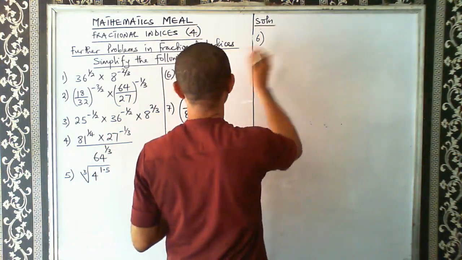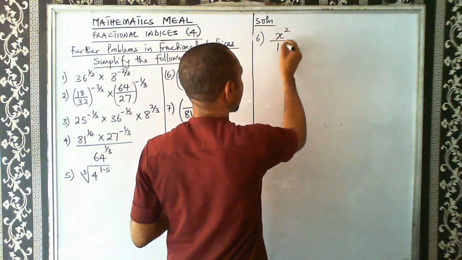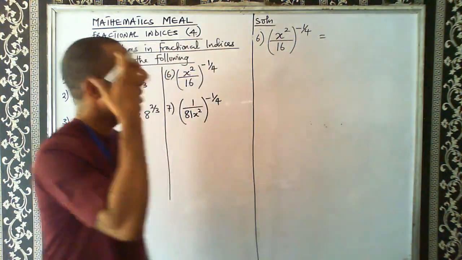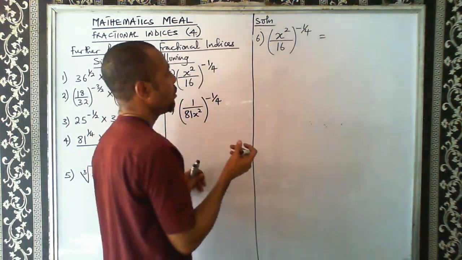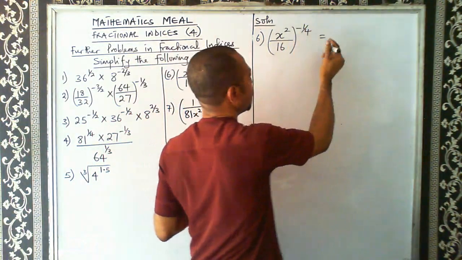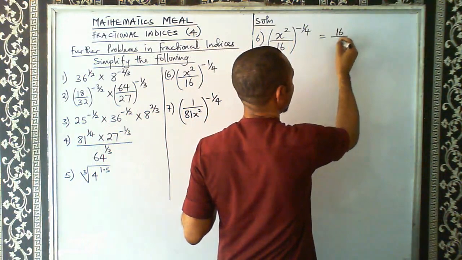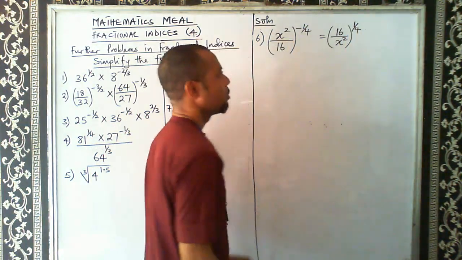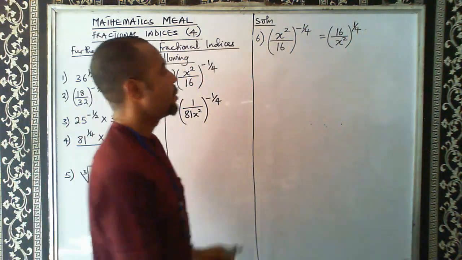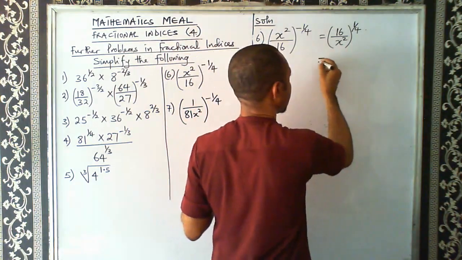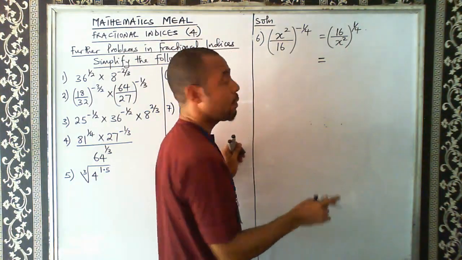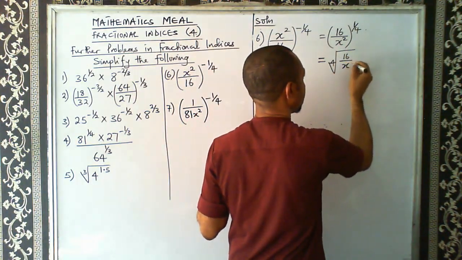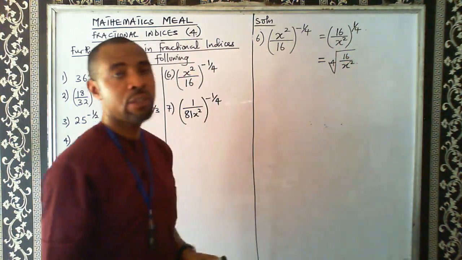So question number 6, we are asked to simplify x squared over 16 all raised to power minus 1 over 4. So what's the first thing we need to do? The first thing we need to do is to remove the negative sign. So this will give us 16 over x squared all raised to power 1 over 4. So let's write this in root power form. This will become the 4th root of 16 over x squared.